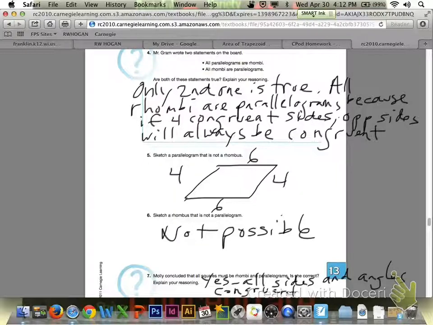And finally, number 7, it says Molly concluded that all squares must be rhombi and parallelograms. Yes, she is correct. Again, if you refer to that cheat sheet and follow the arrows, a square is a quadrilateral with all sides congruent and all angles congruent, so all squares are also considered rhombi and parallelograms.